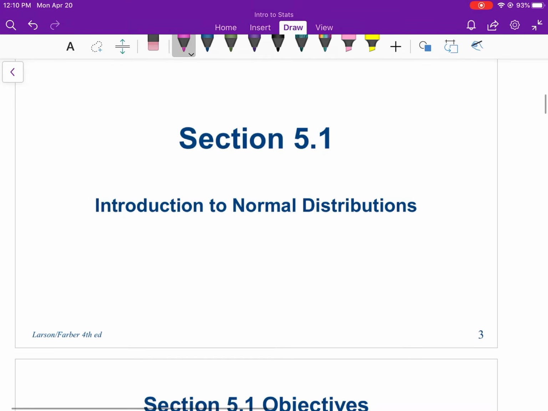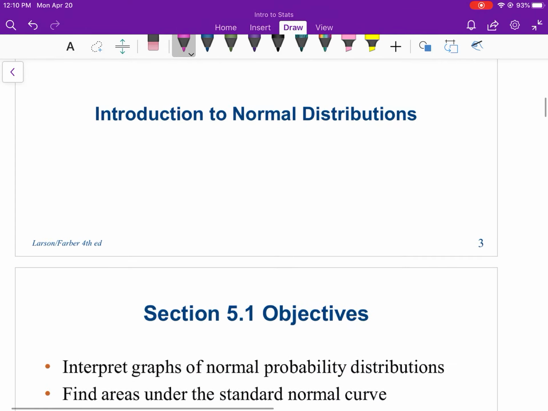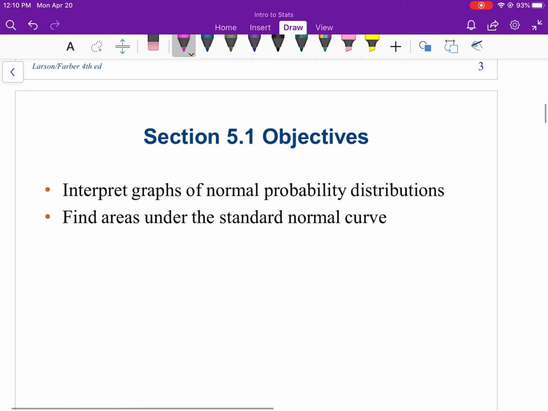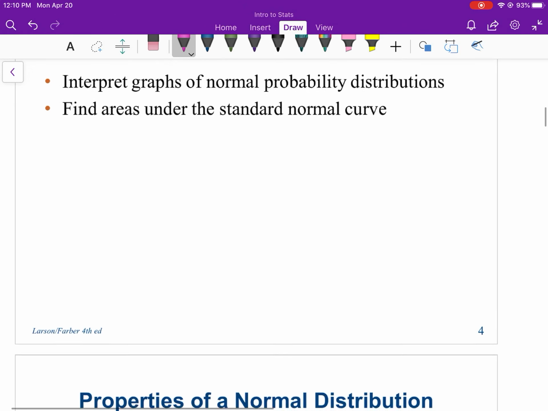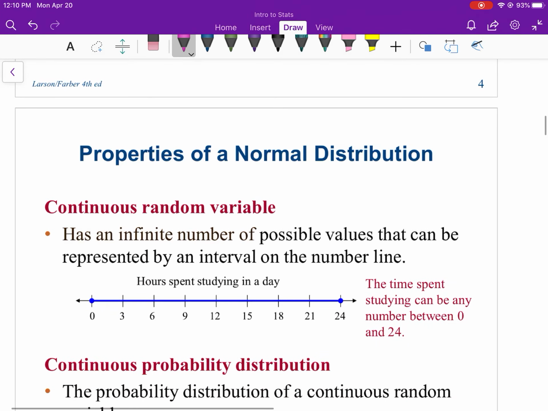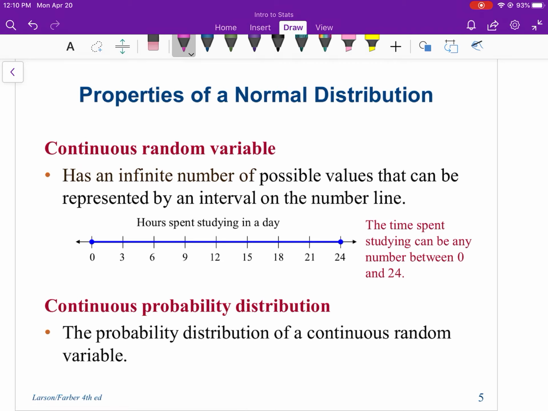Okay, we're going to start with normal distributions. We're going to interpret graphs of these and find areas under the standard normal curve. Okay, so back in Chapter 4, we focused on discrete probability distributions.